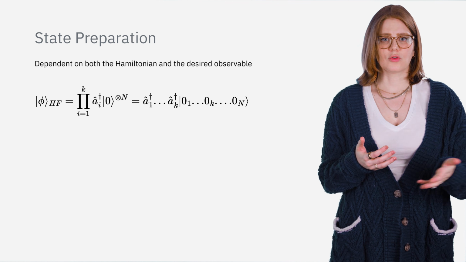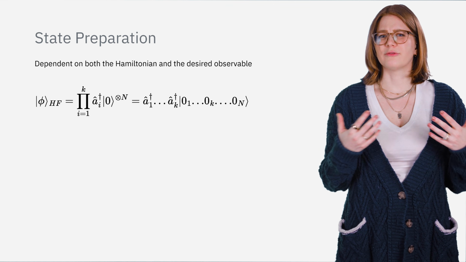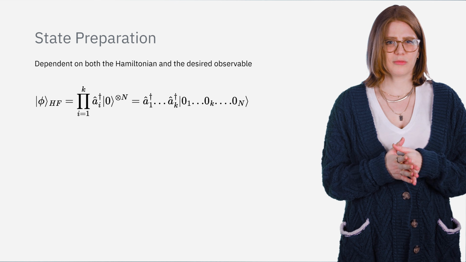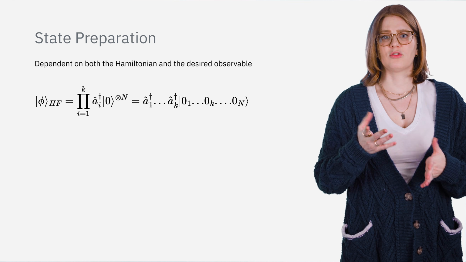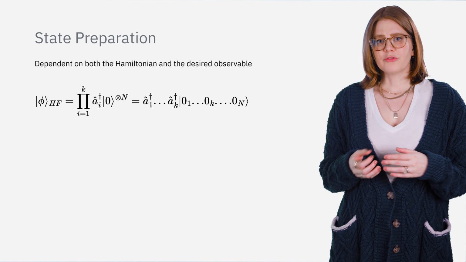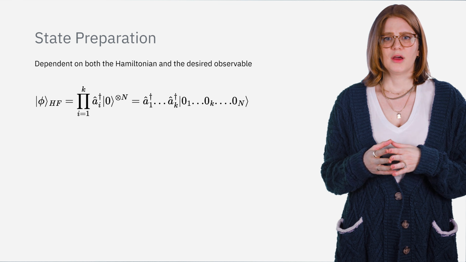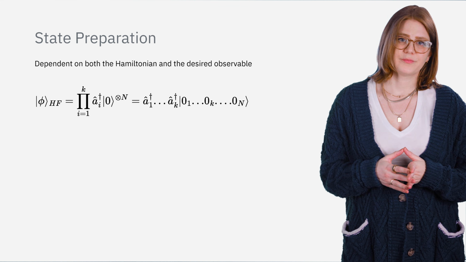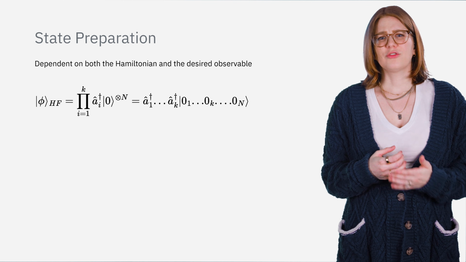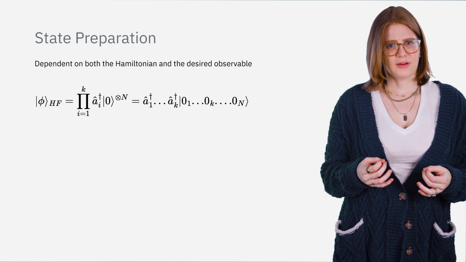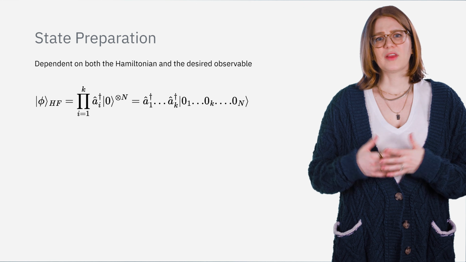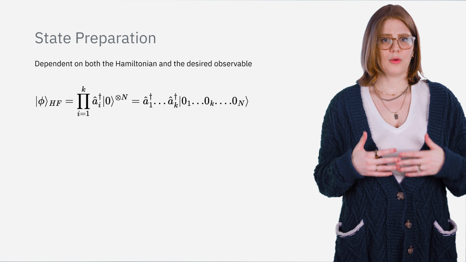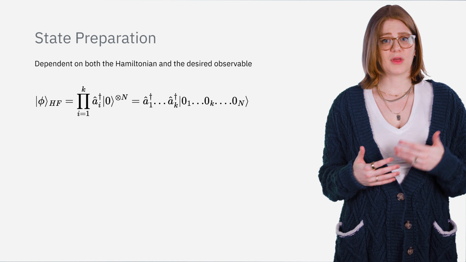The choice of initial state affects not only the convergence of variational algorithms like VQE, the variational quantum eigensolver, but also the accuracy and efficiency of time evolution or sampling in quantum phase estimation. In essence, the initial state serves as the launching point for the computation, setting the stage for extracting useful observables about the quantum system that we're modeling.